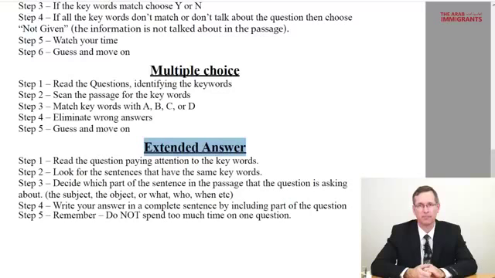But try to answer the easier questions correctly as you go through, and that'll give you more confidence. And then as you move to the harder questions, make sure you're using some of these strategies of eliminating wrong answers, understanding what to look for with different question types, and practicing that week by week will help you move forward and become faster and more accurate with your IELTS exam.